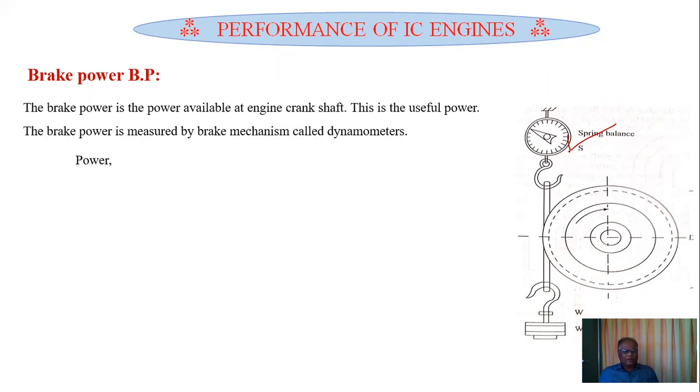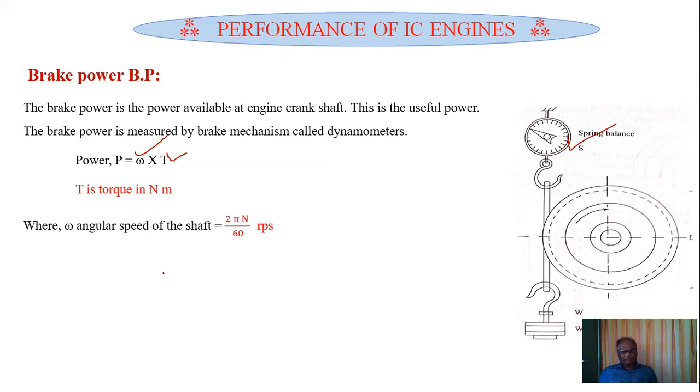Well, okay, the BP is equal to, actually this is a shaft power. Shaft power will always depend upon angular velocity. Here is omega, the angular speed, and this is the torque. T is the torque in Newton meter, where omega is the angular speed of the crankshaft. I am telling you, this is the angular speed of the crankshaft in revolutions per minute.